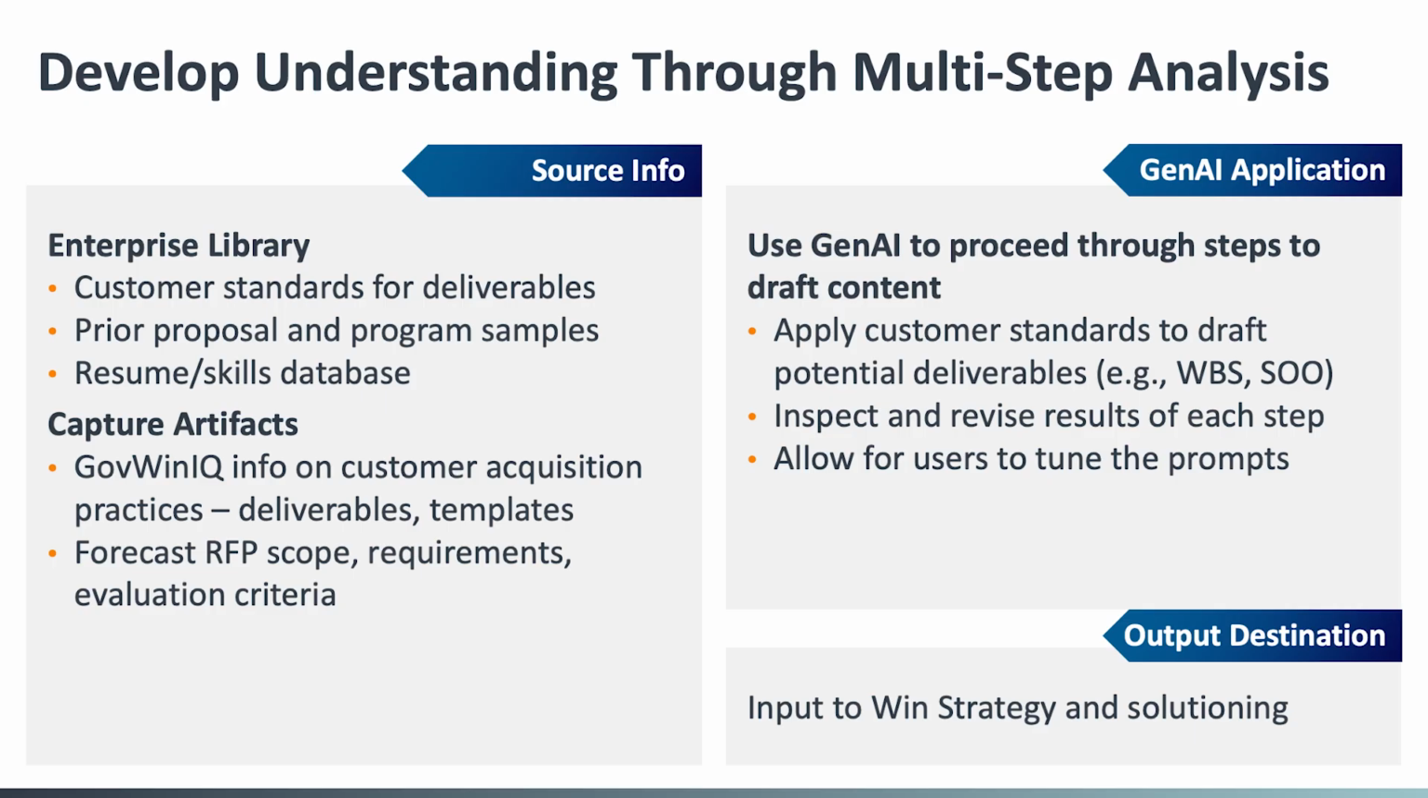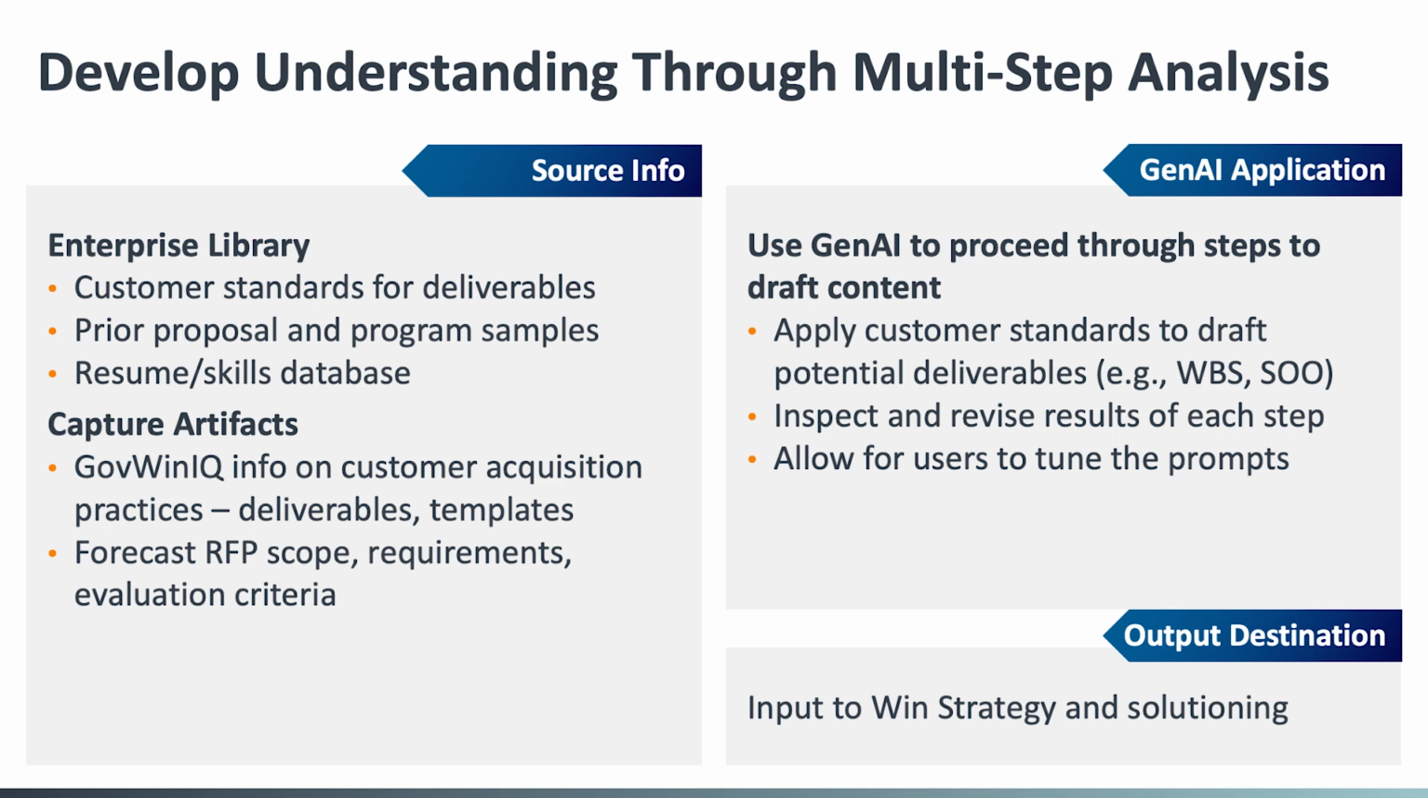Okay. You can use Deltek's GovWinIQ and the AI capabilities resident now in GovWinIQ to help you understand customer acquisition practices. Typically, what does this customer ask for in terms of deliverables, templates, instructions, those sorts of things? And we have the forecast of RFP scope that I mentioned before, where again, you can at least make a preliminary estimate suitable for solutioning purposes.